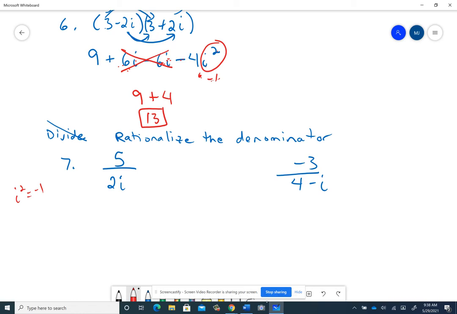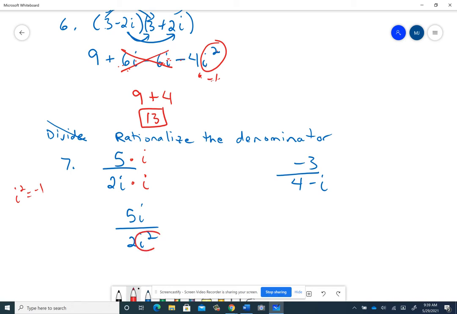So on problem number 7, we're going to do this. We know we can multiply the top and the bottom of a fraction by the same number, and we don't change what the number really was. As long as we do the top and the bottom by the same thing, it's just a different version of what we have. So what we're going to do is we're going to multiply by i on this one. Then we get a 5i, and we get a 2i squared.